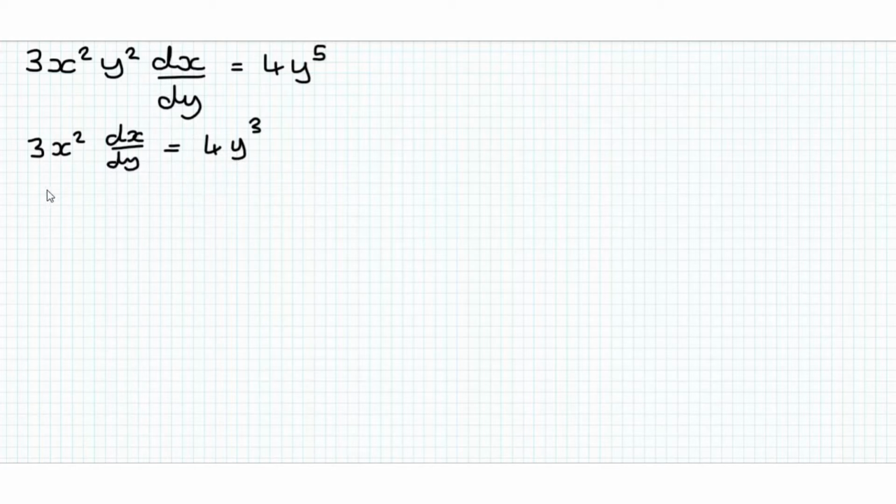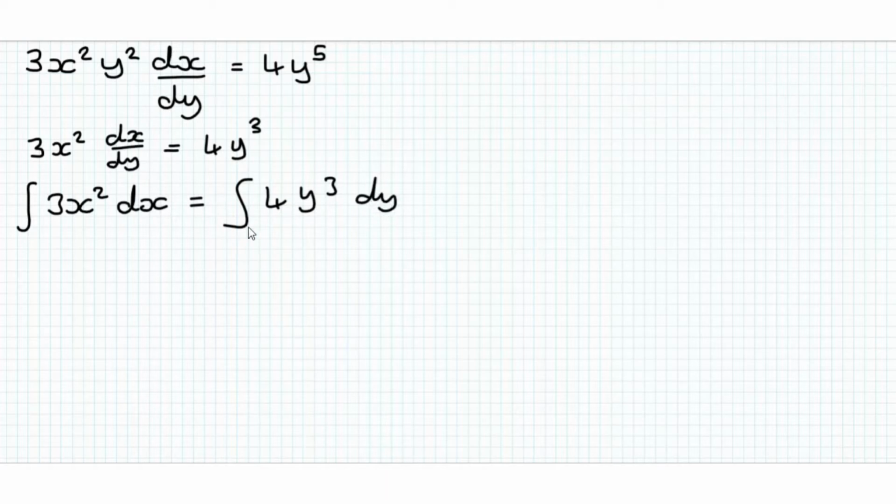What we're going to do is bring this dy up and then integrate both sides. So this leads to 3x squared integrated with respect to x, and that's equal to 4y cubed integrated with respect to y. And this is the whole idea. This is why I didn't divide by 3x squared, because this is actually the form we want it in.